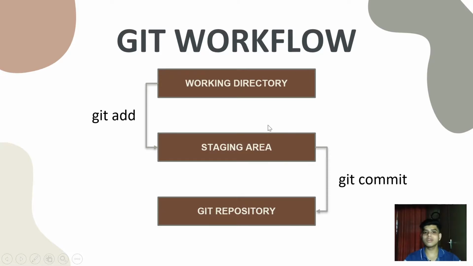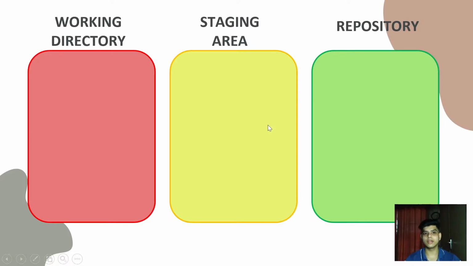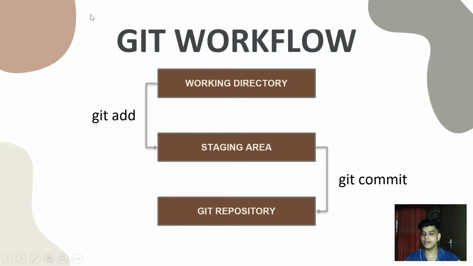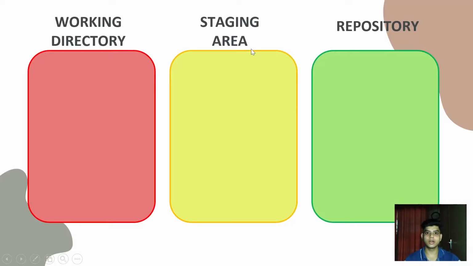Okay, so how does this work? Let's understand with a simple example. Let's say I am building a website of my own. Let's say I created this repository. When we create this repository, it would create these three areas, as I said: working directory, staging area, and repository. So we have these three boxes just to visualize it. Okay, these are the three areas.